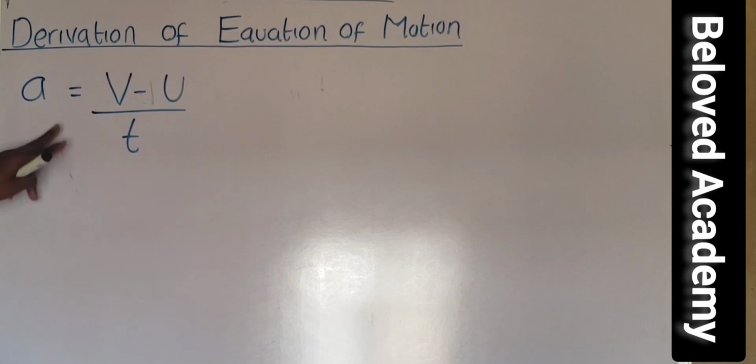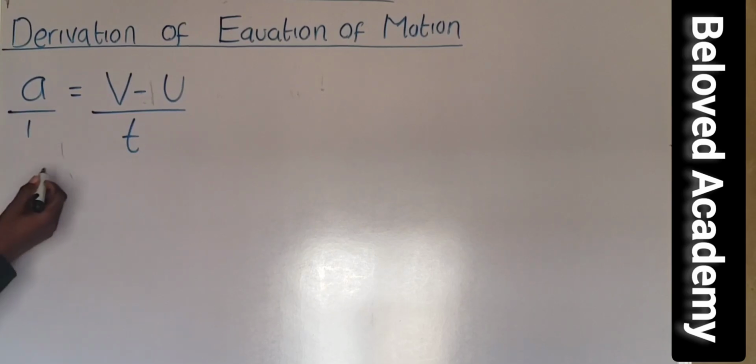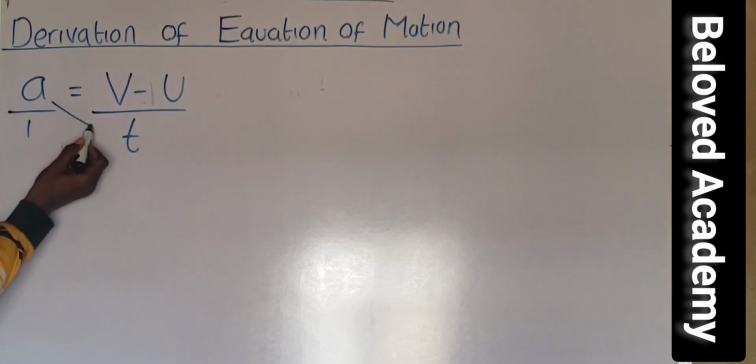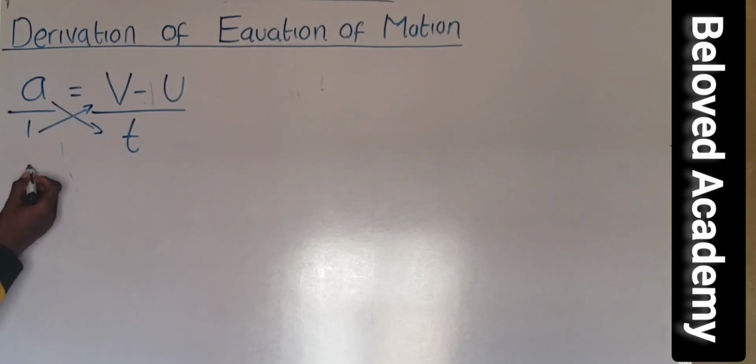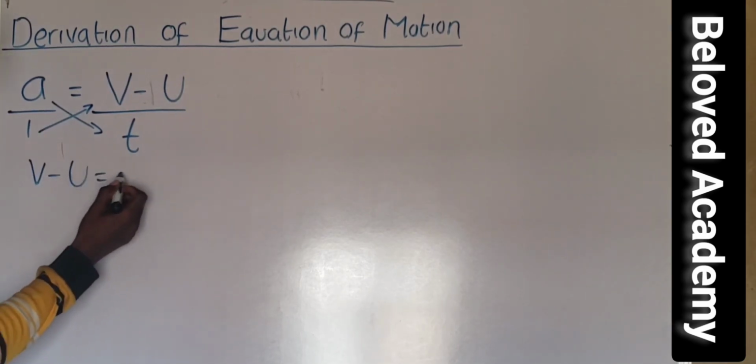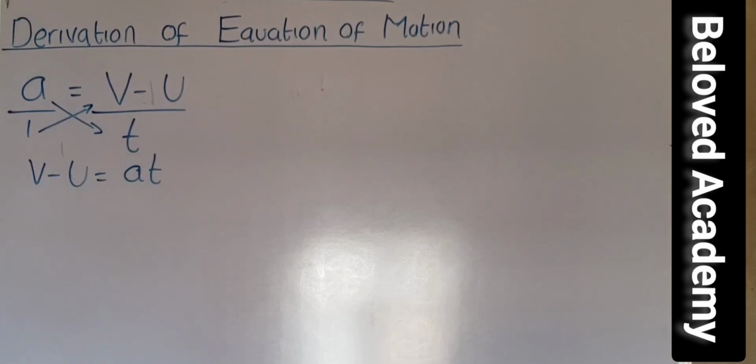So acceleration is equal to (v minus u) over t, where v is the final velocity and u is the initial velocity of the object. From this formula, we are going to make v the subject of the relation. Now let's cross multiply: a multiplied by t, and t multiplies v minus u. So I'm going to have v minus u is equal to at. Don't forget our aim. Our aim is to make v the subject of the relation.